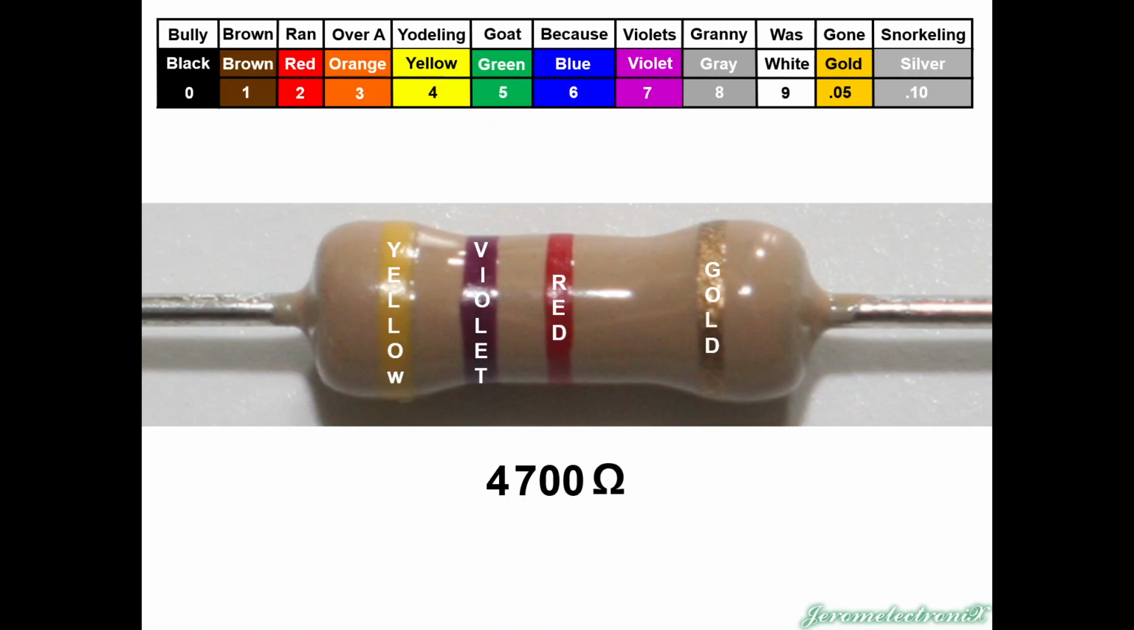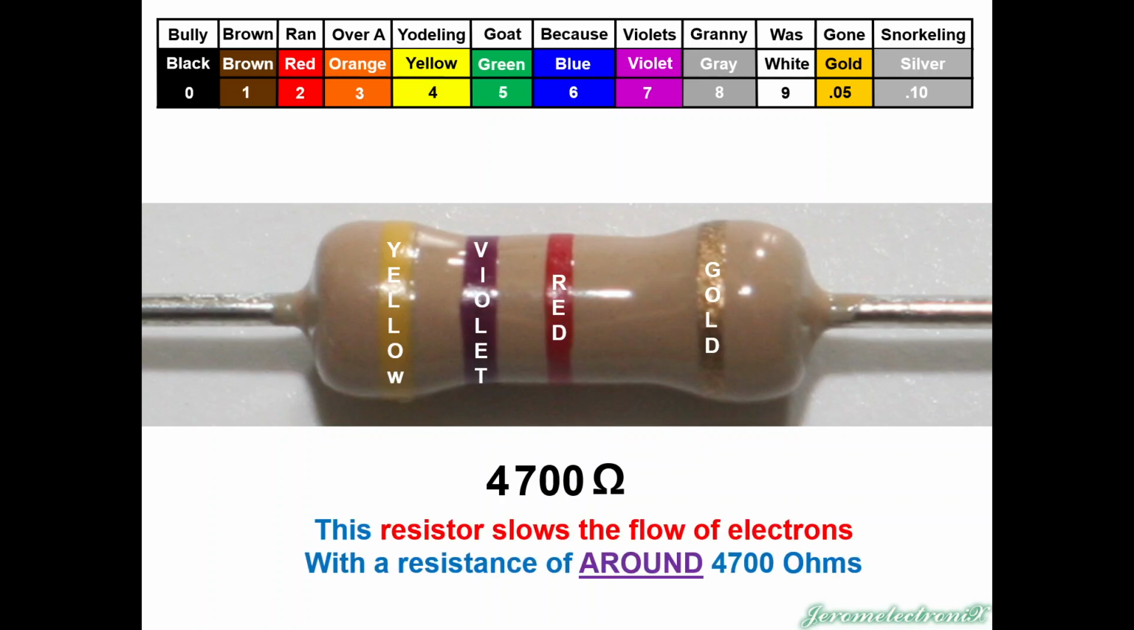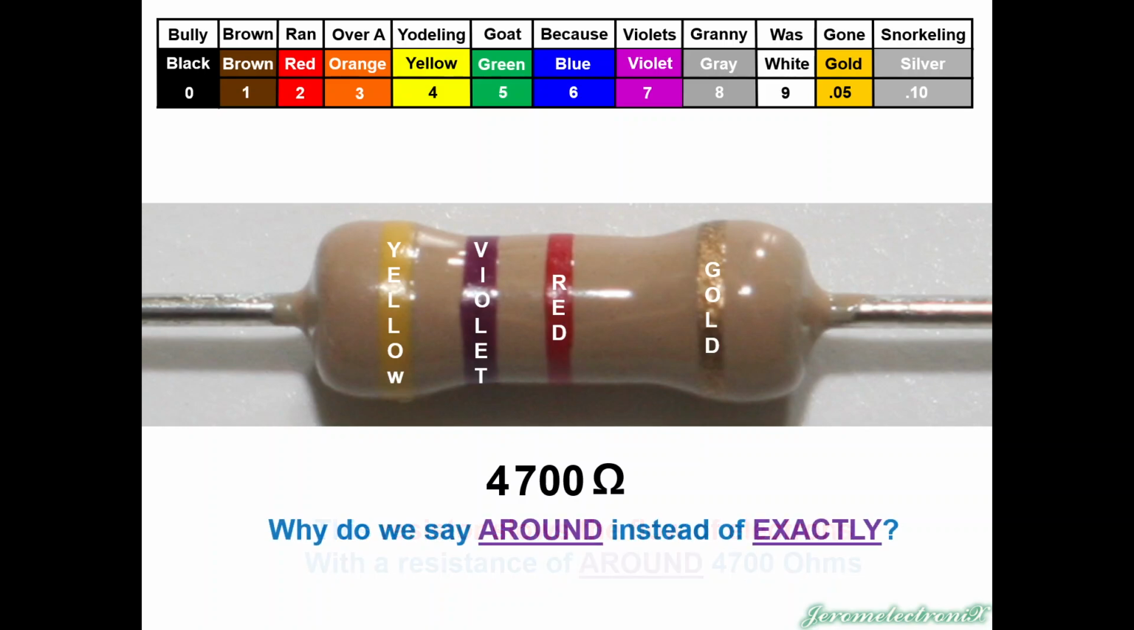It provides 4,700 ohms of resistance to an electrical circuit. Well, this resistor slows the flow of electrons with a resistance of around 4,700 ohms. Why did I say around instead of exactly? Well, there's more to the story, and it involves that gold band over there.